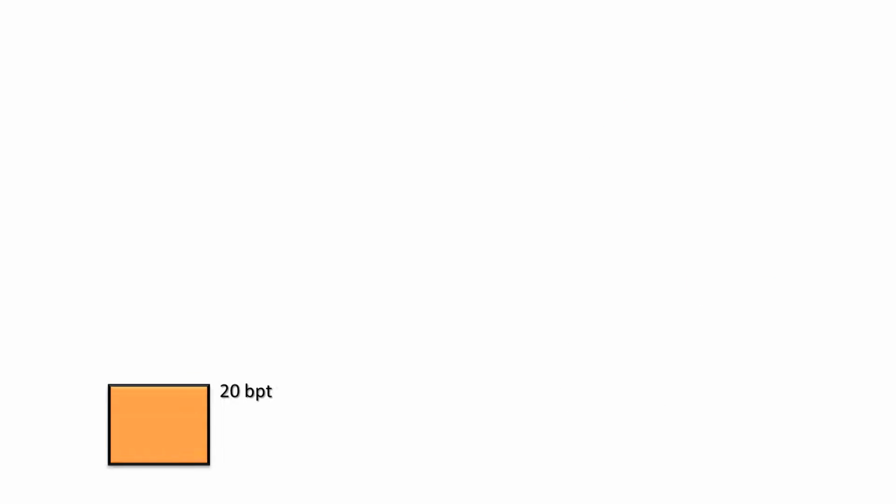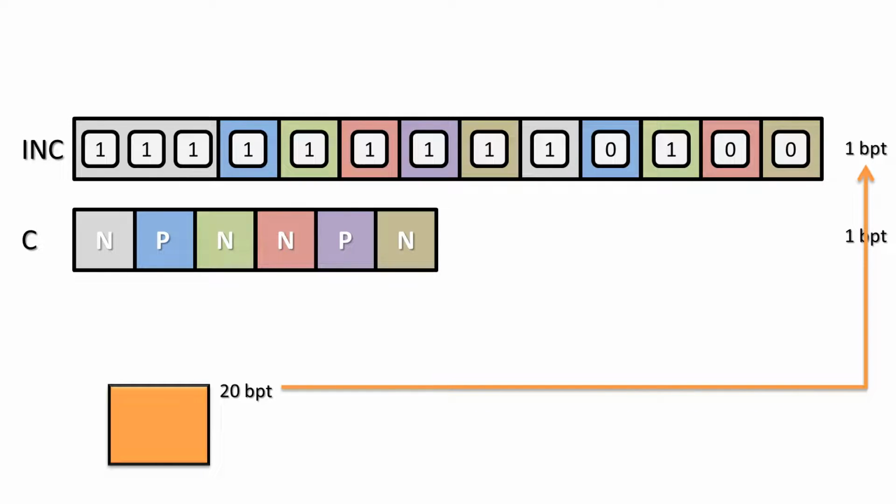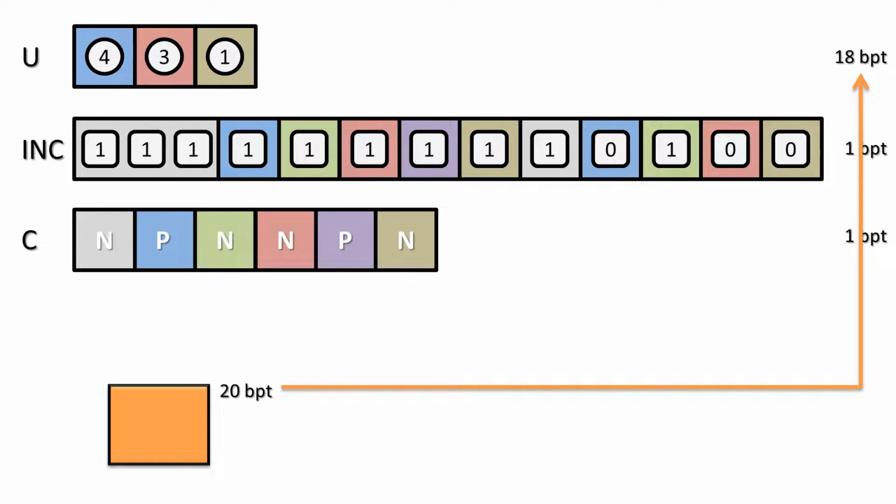So if we look at these 20 bits now, we see that 1 bit goes into storing the code for each triangle, 1 bit goes into storing whether the vertex is incremental or not, so the remaining 18 bits must therefore go into the non-incremental vertices U.